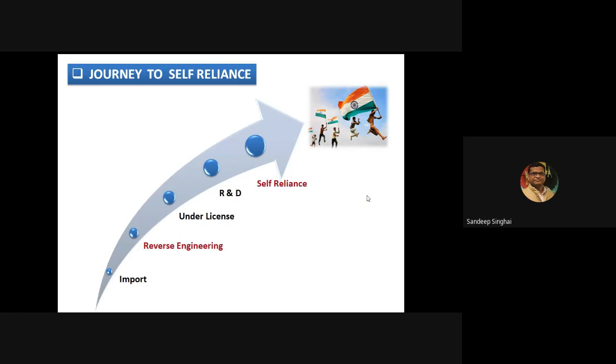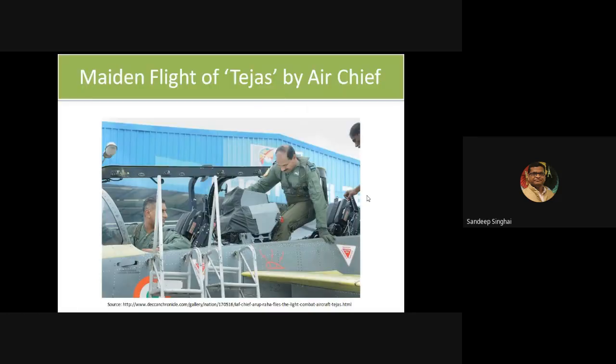Not only head-up display is one which I am associated with, but there are many areas in which the country has achieved self-reliance with progressive R&D over the period of years. This is one testament of our success. Tejas was flown by the Air Chief somewhere in 2016, and this was the first time that the Air Chief flew in it. And LCA, in fact, has been one of the major breakthrough aircraft. Even in all those sorties till date, it has never failed.